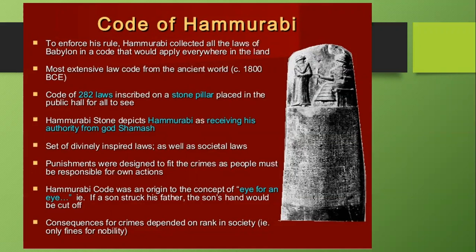So this is where we get the term eye for an eye. If a son struck his father, the son's hand would be cut off, right? So it's like thieving, or speaking out of turn and stuff like that, you can have your tongue cut off, eye for an eye. Consequently, punishments for crimes differed depending on the rank of society.